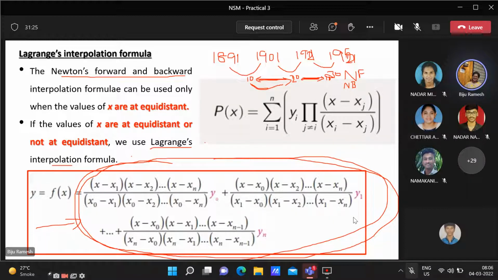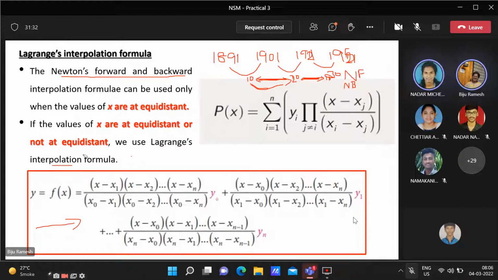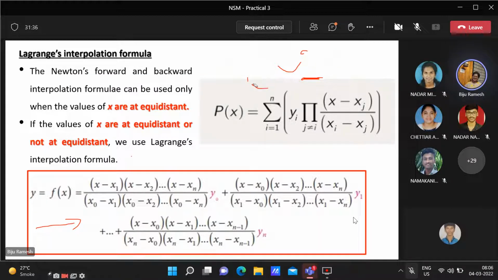I think you all know this. Yes or no, students? You were aware of this, no? Yes, ma'am. In the theory, this was discussed. I'm just revising it, that's all.